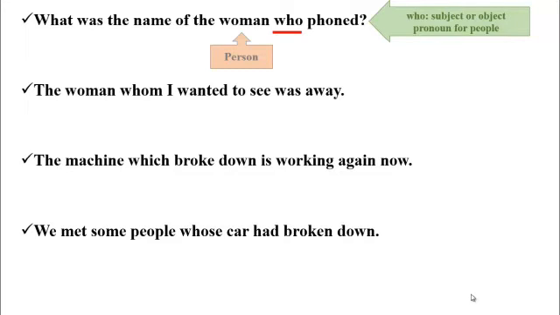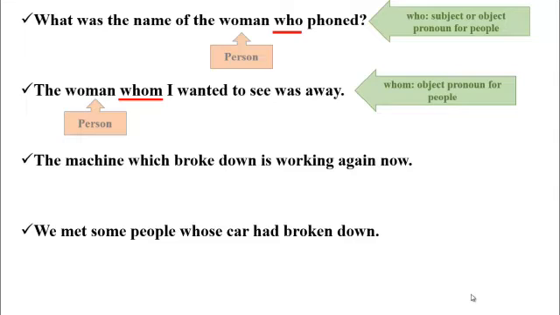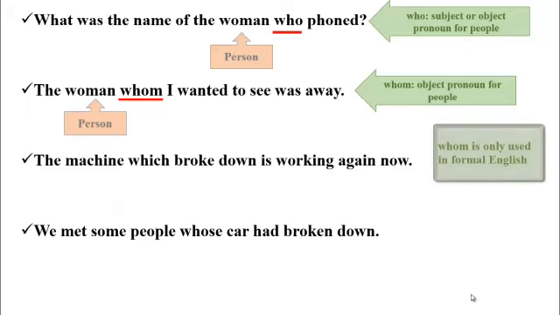Let's move now to the second example. The woman whom I wanted to see was away. Here the relative pronoun is whom. Why whom? Because the noun before refers to a person. But you need to be careful with whom. Whom can only function as an object pronoun for people. It's not like who, which can be a subject or object pronoun for people. There is another thing about whom: it is only used in formal English.